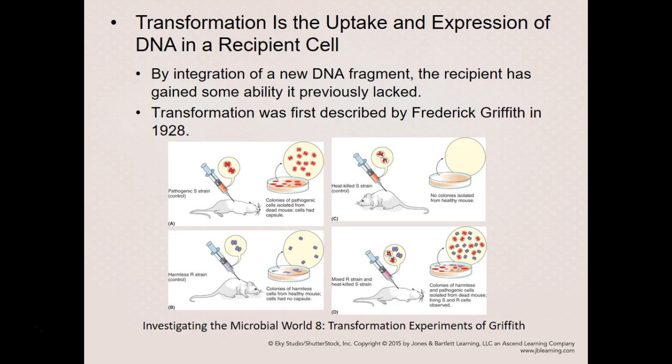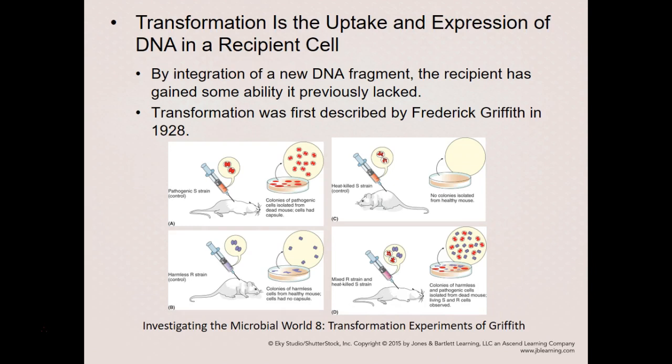So transformation was discovered by Frederick Griffith, back in 1928, before we really knew that DNA was what was being transferred from parent to offspring. How he discovered it: he was working with two strains of streptococcal bacteria, a smooth strain which was encapsulated, and a rough strain that was not encapsulated.